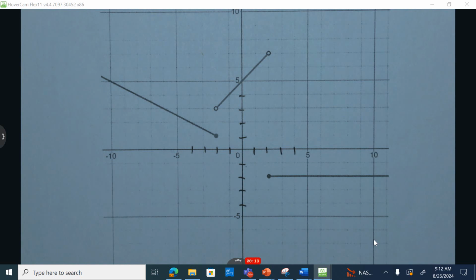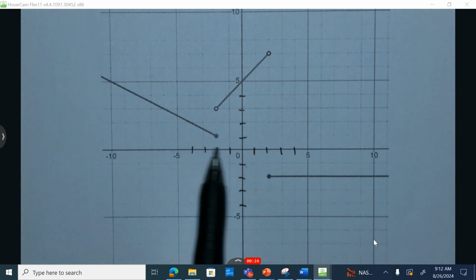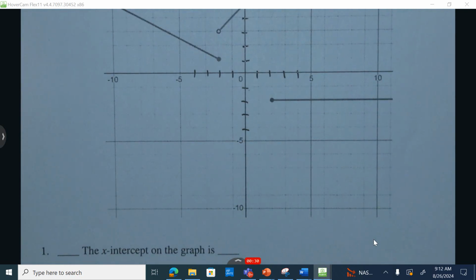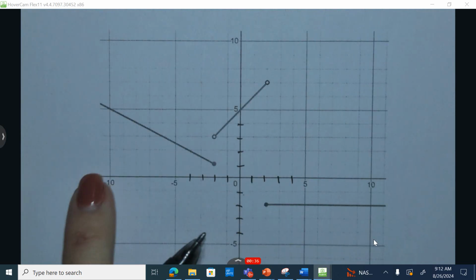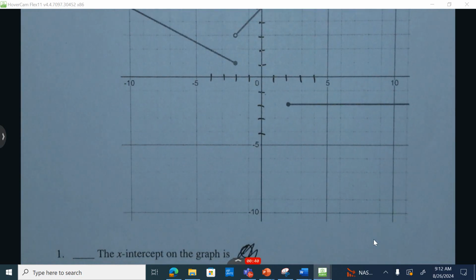So let's start off with, if somebody asked you to identify the x-intercept, we can see that no piece of this function crosses the x-axis. So when you are asked to fill out what is the x-intercept, what I do not want you to do is to put a 0. Do not put a 0. That would insinuate that the function crosses the x-axis at 0. Instead, you could write the word none, or NA, for none available.